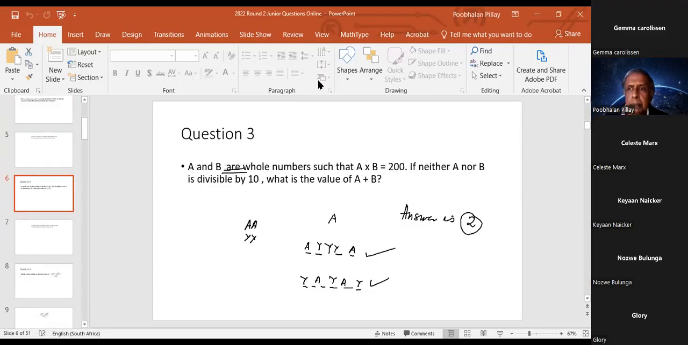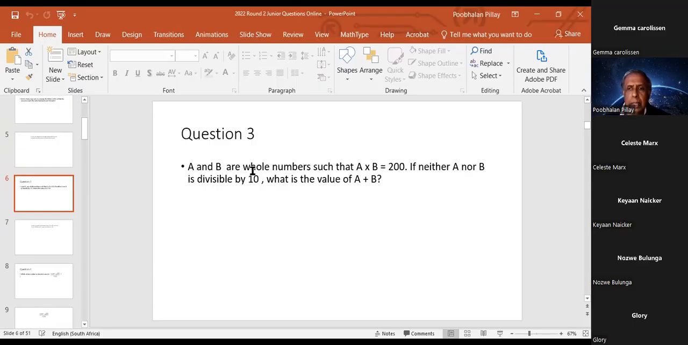The third question says A and B are whole numbers, and A times B is 200. If neither A nor B is divisible by 10, what is the value of A plus B? So that's the question. You know that when you multiply the two numbers, you're going to get 200. That's the first thing. And you know that neither of these two numbers is divisible by 10, which is the same as saying neither of the two numbers ends in 0.